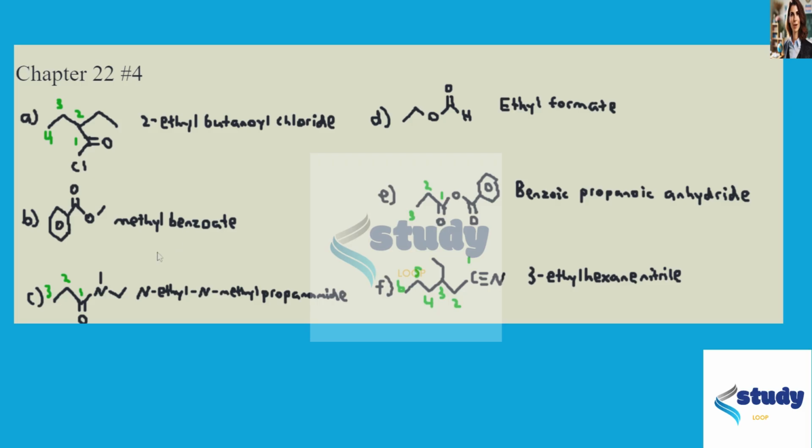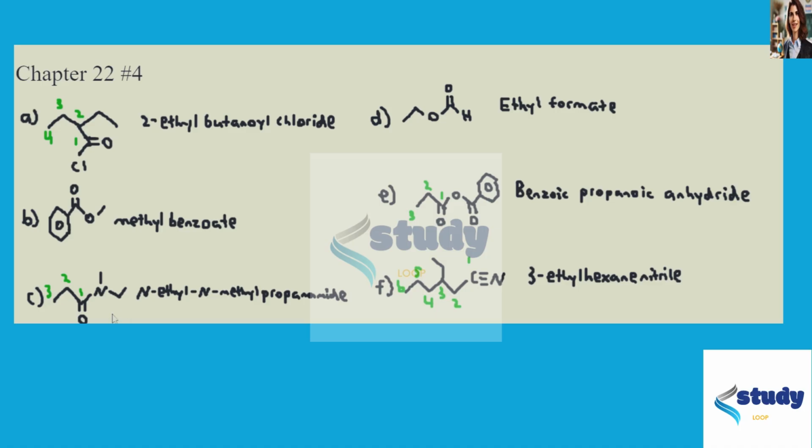For C, we're talking about an amide. And so the name is going to end in amide. That's how amides are named. We will also look at what is the chain that's attached to the amide. So starting at the carbonyl carbon, we have 1, 2, 3. So it's going to be a propanamide.